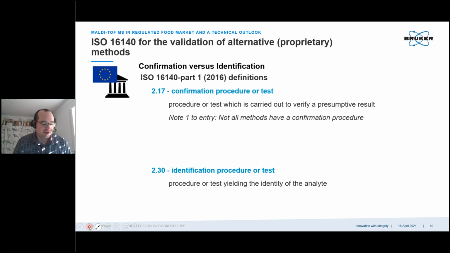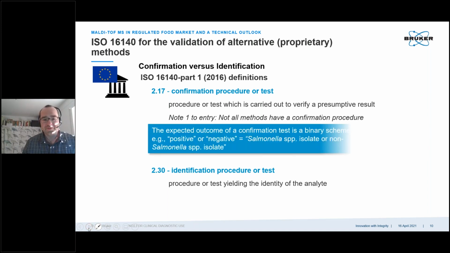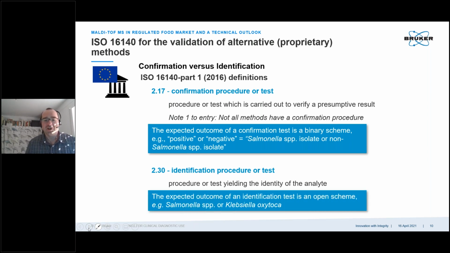Let me explain the difference between confirmation and identification. The confirmation is a procedure which is carried out to verify a presumptive result. And this means it is a binary scheme. It's positive or negative. It can be, for example, a Salmonella isolate or a non-Salmonella isolate. In contrast, the identification yields the identity of the analyte and is an open test scheme. It can be, for example, a Salmonella or Klebsiella oxytoca.